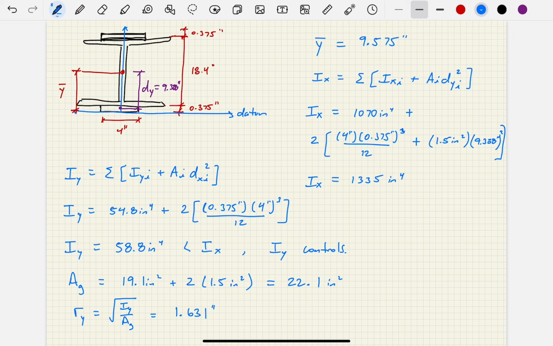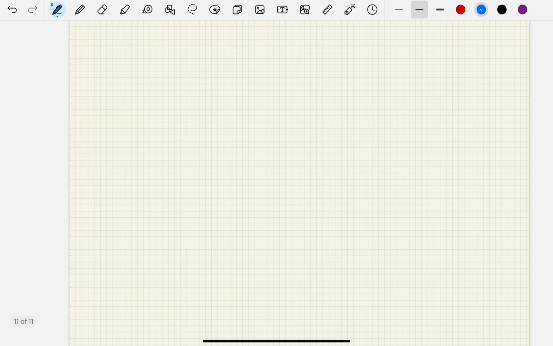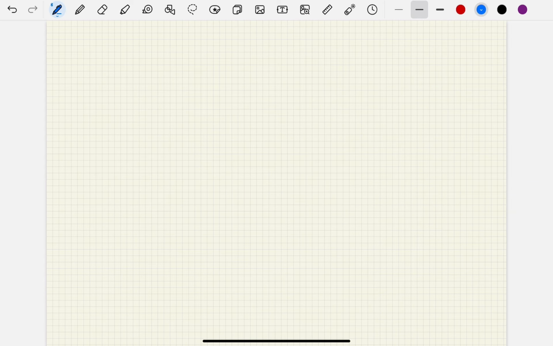Now, why do I care about that? Why do I need that? Well, if we're referencing Chapter 3 of the Steel Construction Manual and we're following these design equations, we need to get the slenderness ratio, all right? So the next thing is the slenderness ratio, and we often call this KL over R, and of course we're looking at the Y direction, buckling about the Y axis. So this is KL over R Y, and we knew that K was 1 from the given information.